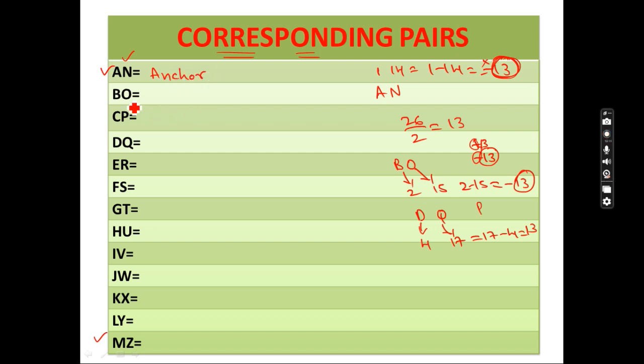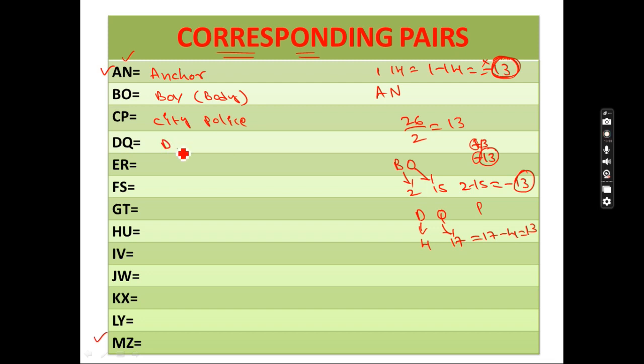Anchor. Okay. So, sir, what is BO? BO means BY. BOY, by. So for that opposite place, BY. For this, BO. Or you can also say body. So any one word is enough. CP means city police. Like this you can remember.